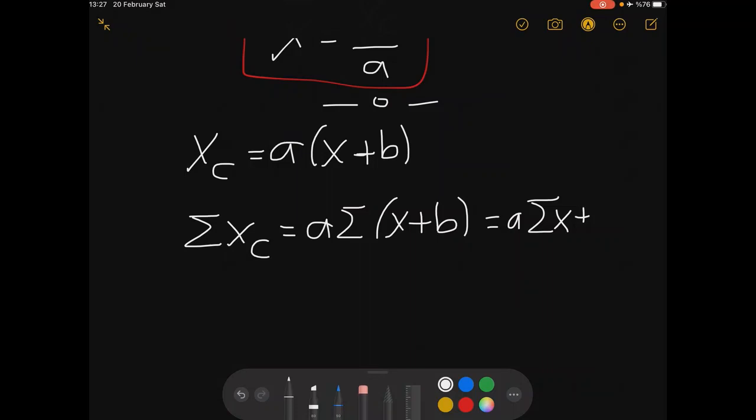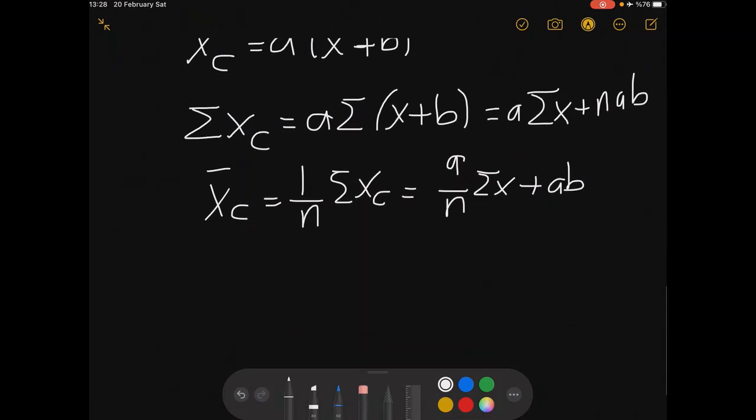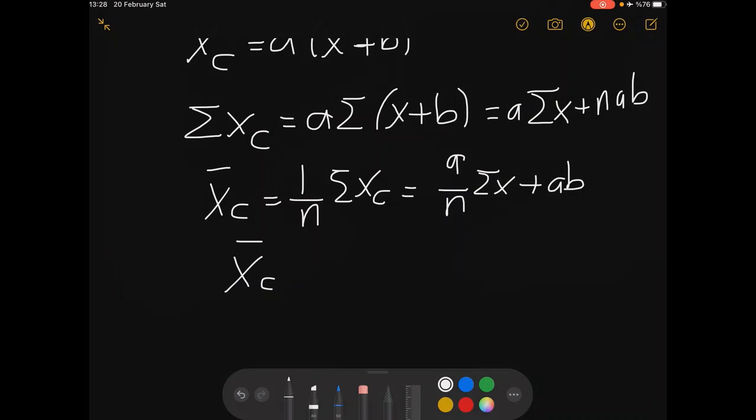Since you have n data, a b, when you add them up, there will be n of them, right? And then your coded x_c would look like this: x_c = a x + b, and your coded arithmetic mean would look like this: x̄_c = a x̄ + b. Okay, and that's the idea.